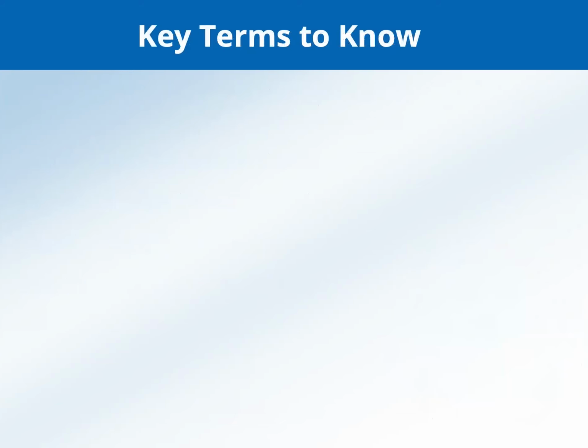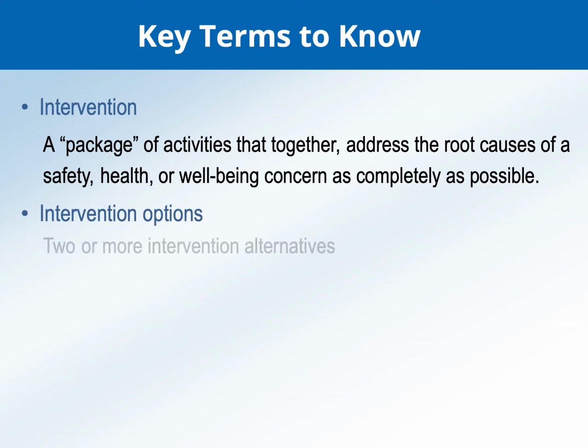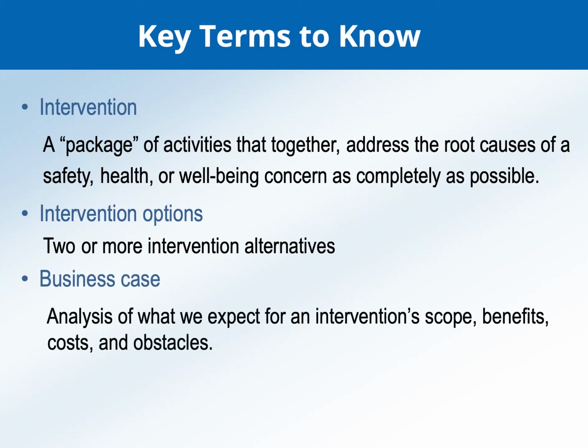You will need to understand 3 key terms. An intervention is a package of activities that together address the root causes of a safety, health, or well-being concern. Intervention options refer to 2 or more intervention alternatives. A business case sets expectations for scope, benefits, costs, and obstacles for each intervention option.